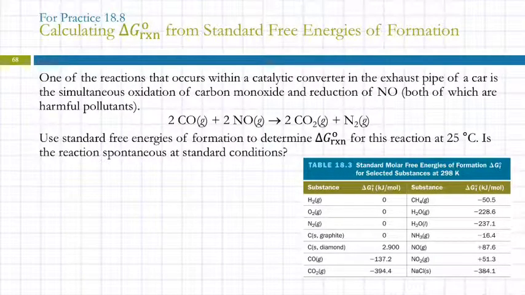So one of the reactions that occurs in a catalytic converter in your exhaust pipe is given here. It oxidizes carbon monoxide and nitrogen monoxide. Both of those are not good, and creates carbon dioxide and nitrogen, which are normal parts of air. So use standard free energies of formation to determine the standard change in free energy for this reaction at 25 degrees Celsius. Is it spontaneous? So what we're going to do is, here we have a table of standard molar free energies of formation.